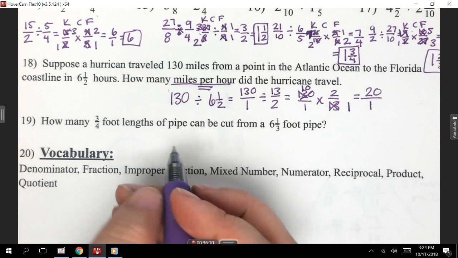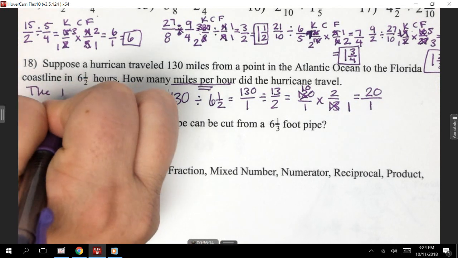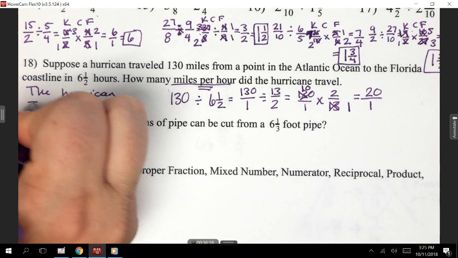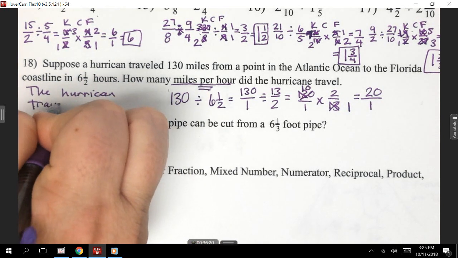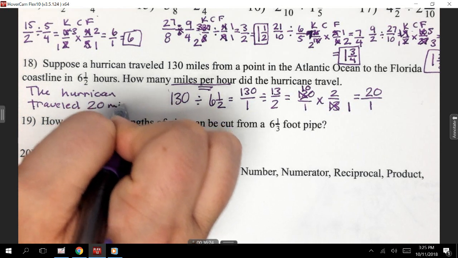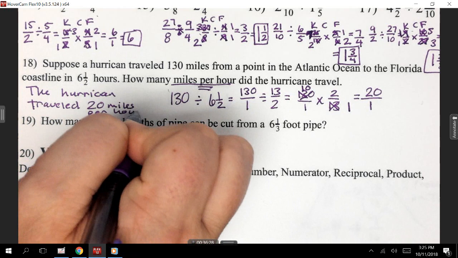So when I write my answer, I'm going to say the hurricane traveled 20 miles per hour.